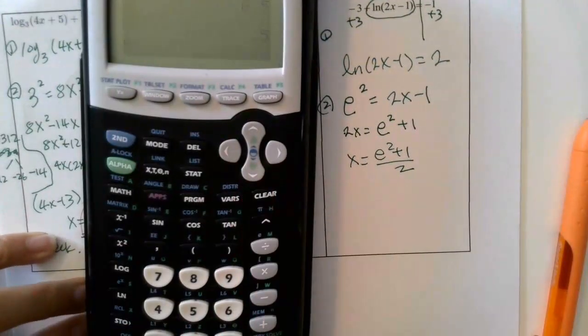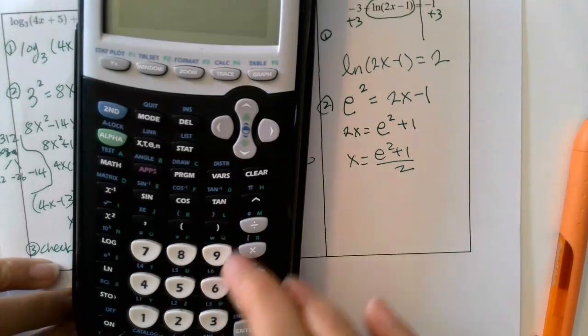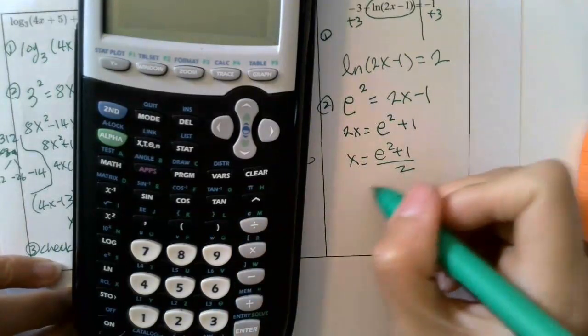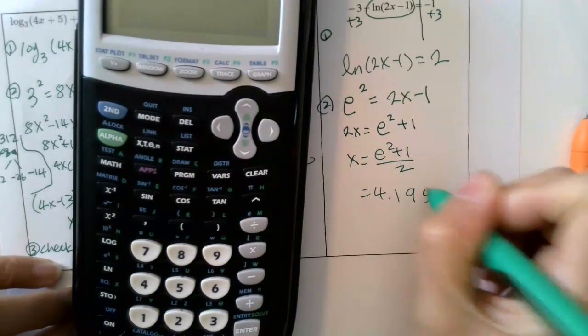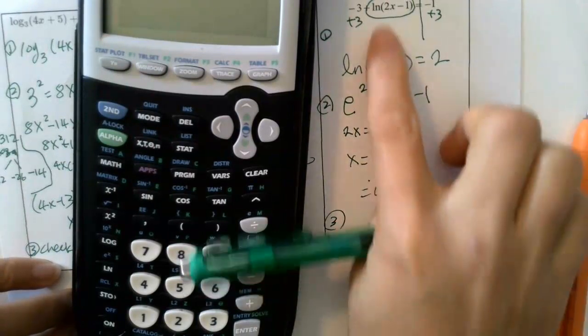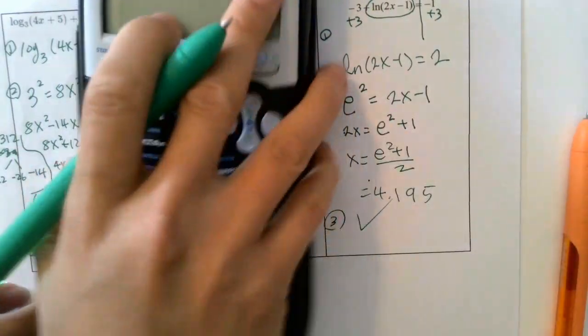Which I can plug into my calculator. Oops. There's the e button right here. So second e squared, plus 1. And then I'm going to divide by 2. I get 4.195 approximately. Now let's go ahead and check it, plug it in. 2 times that, minus 1, is going to be positive, so I am good.